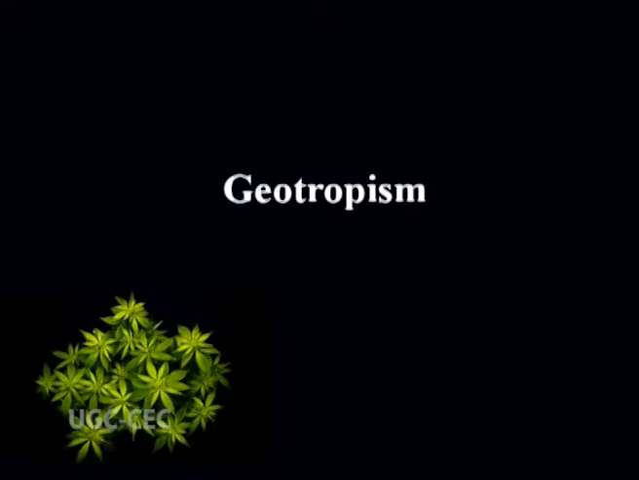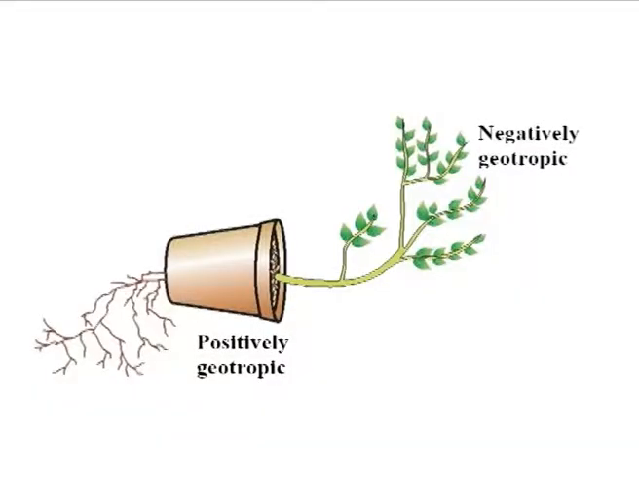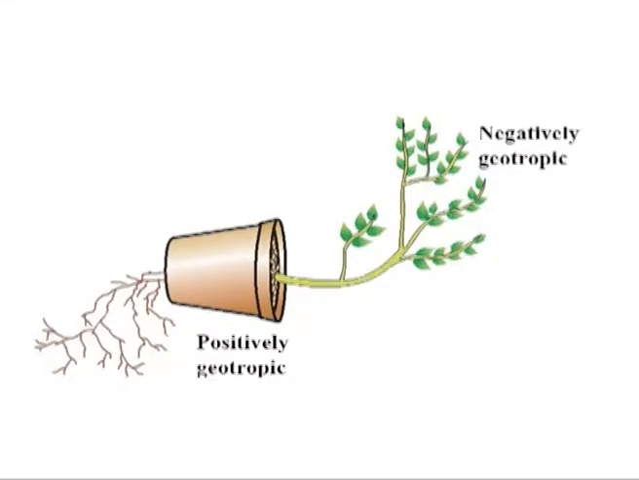Geotropism. Growth of a plant organ in the direction of gravity is geotropism. Roots of the plants show geotropism and grow in response to gravity. If a plant organ grows in the opposite direction of gravity, it is called negative gravitropism or agravitropism. In a plant, shoots are negatively geotropic and roots are positively geotropic.